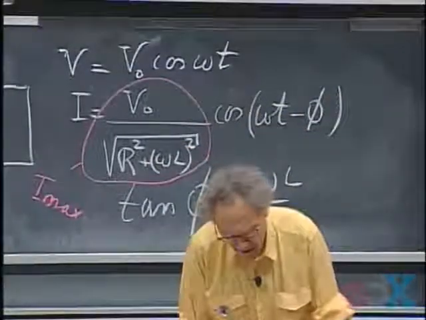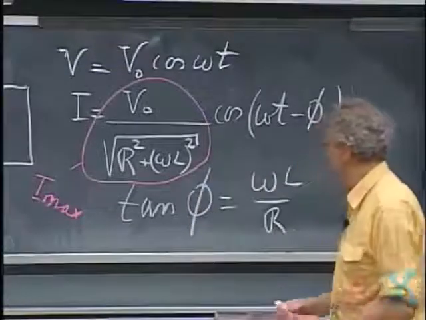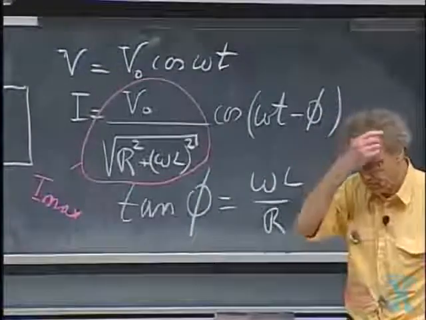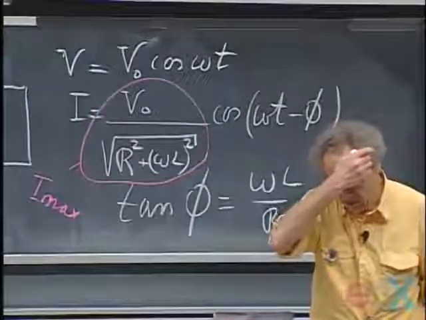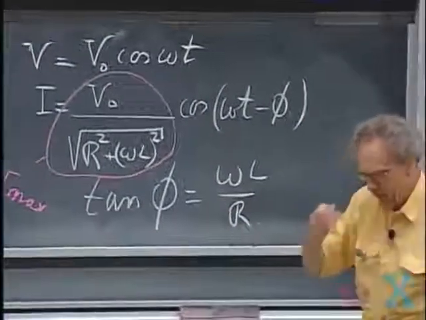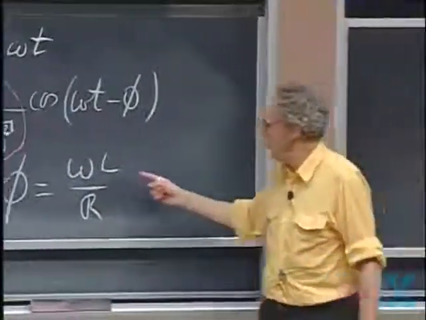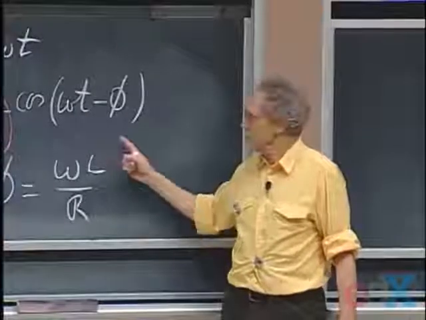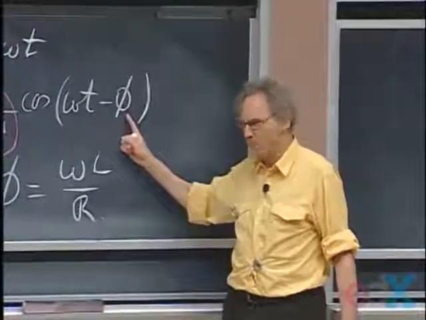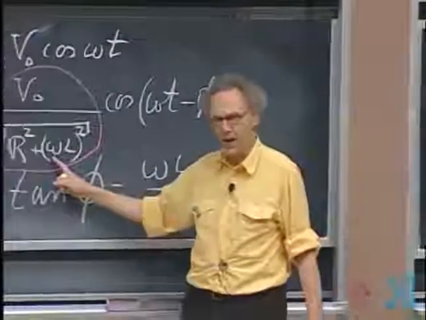Let's now look at the phase angle. The tangent of phi is omega L divided by R. If the self-inductor is very large, then the system has a strong ability to fight back, so it can delay that current by a large amount. And the same is true if omega is high.